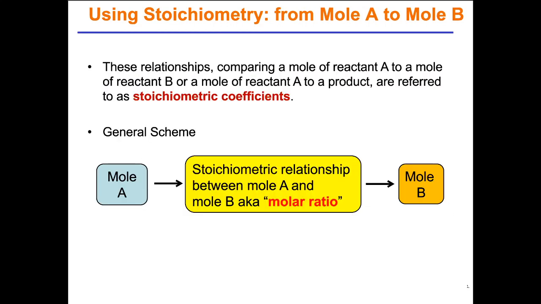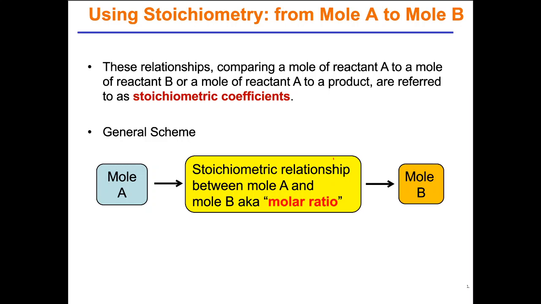So how can we use this? Suppose we want to go from moles of A to moles of B. Using our balanced equation and our stoichiometric coefficients, we can go through what we call our stoichiometric relationship, or stoichiometric ratio. This is just a comparison like we just talked about. It compares moles of A to moles of B, aka their molar ratio. That's another way of saying it. Stoichiometric ratio, stoichiometric relationship, or molar ratio: those are all interchangeable terms.